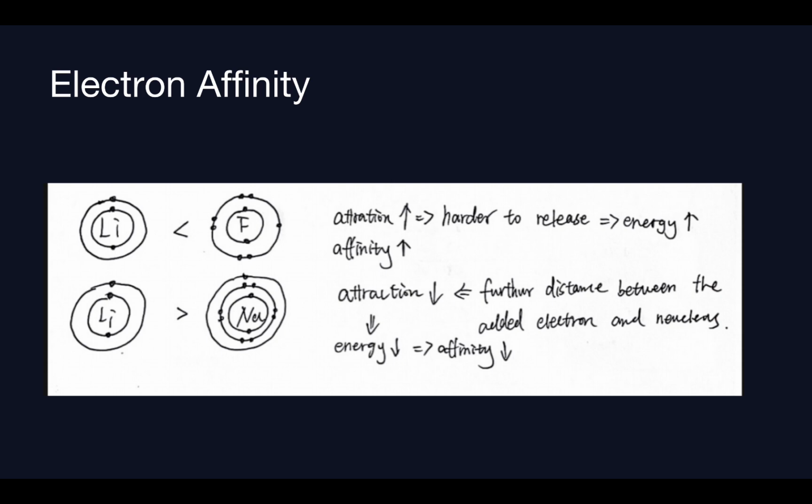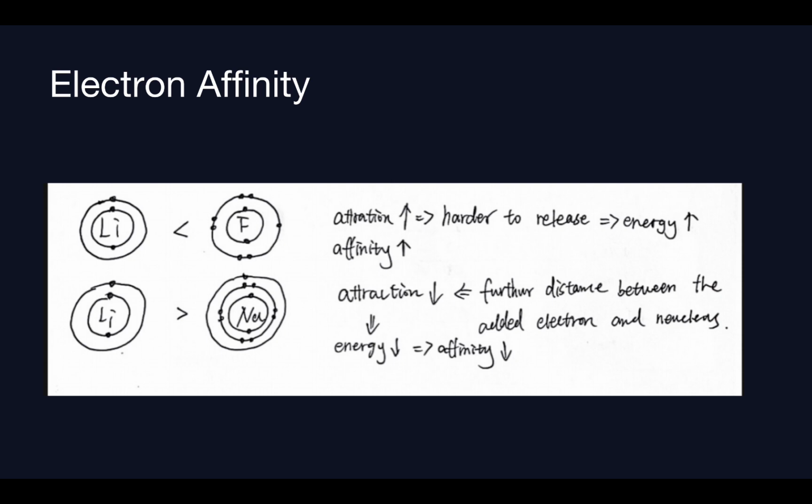So we can simply summarize like a relation. The greater the attraction between the atom and the added electron is, the more negative the electron affinity is. So basically, if I'm telling you that electron affinity is more negative, it's telling you it has become bigger. The affinity is bigger.